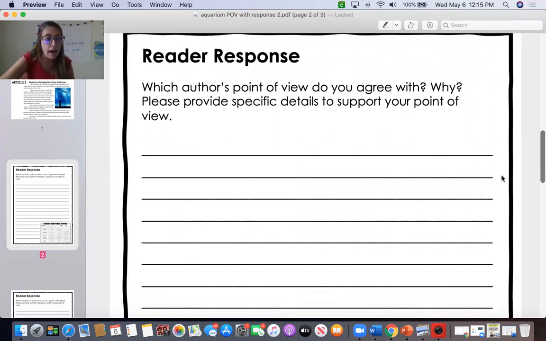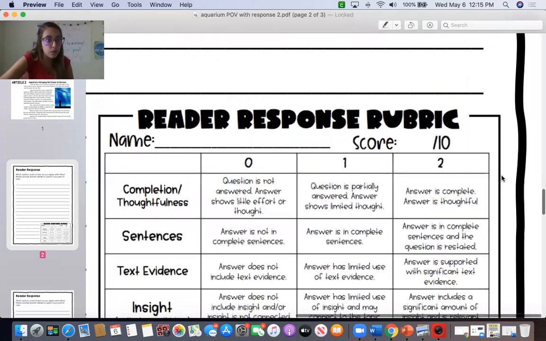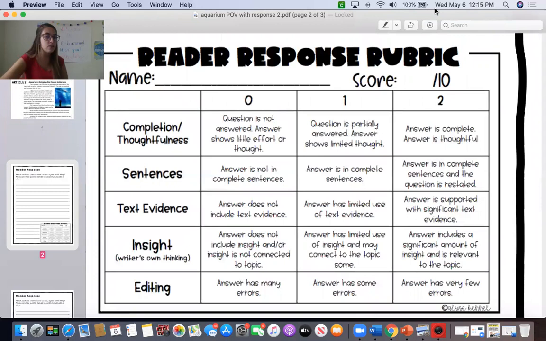Now here, I even included a little rubric for you. So you can go ahead and you can look at this. So you will be graded out of 10 points, okay? So the first one, completion and thoughtfulness. So 0 points. You don't get any points if the question is not answered or if you just showed little effort. So if you just wrote Article 1, Article 2, you're not getting any points for that. You get 1 point if the question is partially answered or the answer shows limited thought. That means you did not include text evidence. You get 2 points if the answer is complete and it's thoughtful, and Miss Tally can tell you put a lot of time into it.